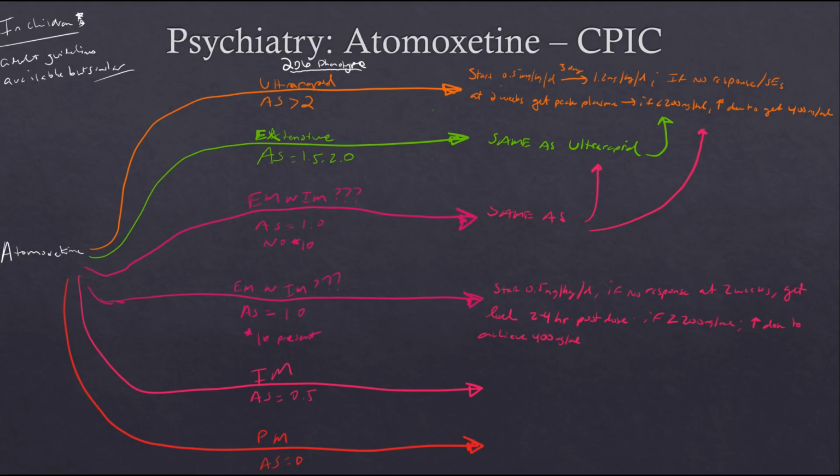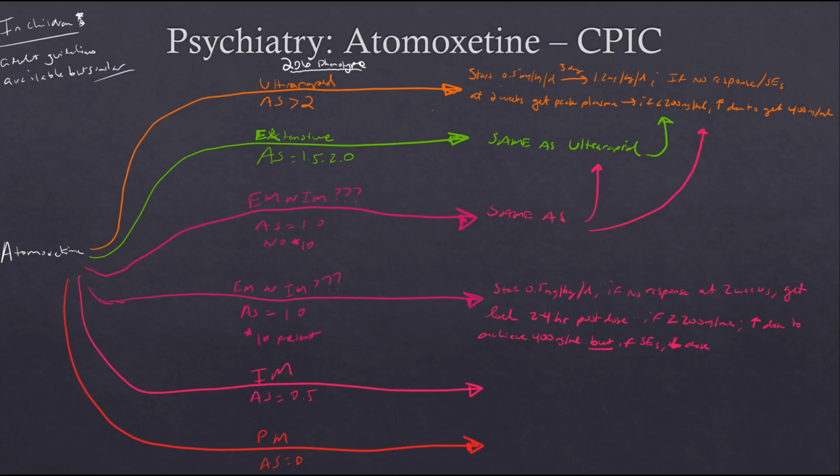And here, if you are an intermediate metabolizer with the star 10 present, you're going to start at 0.5 mg per kg per day, just like we did with the ultra rapid. However, you don't do the increase after 3 days, and if there's no response at 2 weeks, that's when you get the peak level, which is 2 to 4 hours post-dose for this particular metabolizer phenotype. And you want to increase that dose until you reach 400 nanograms per ml. But if there are side effects, that means you really should decrease the dose.